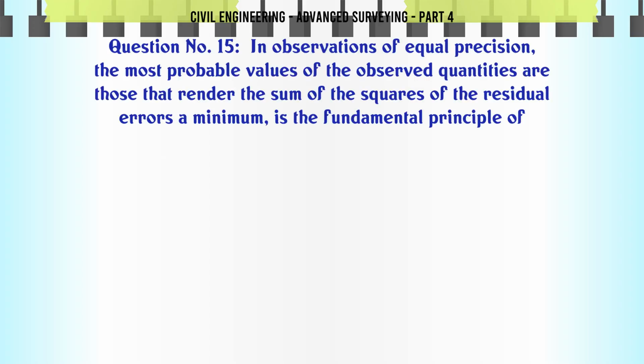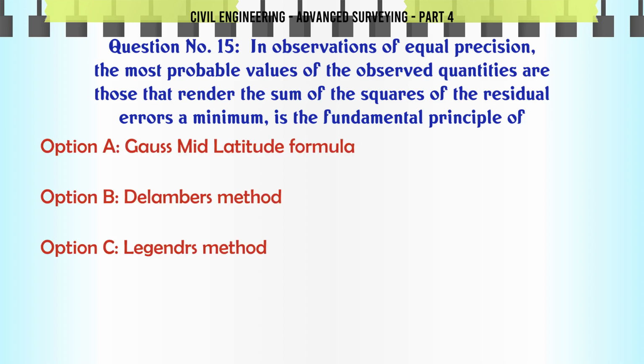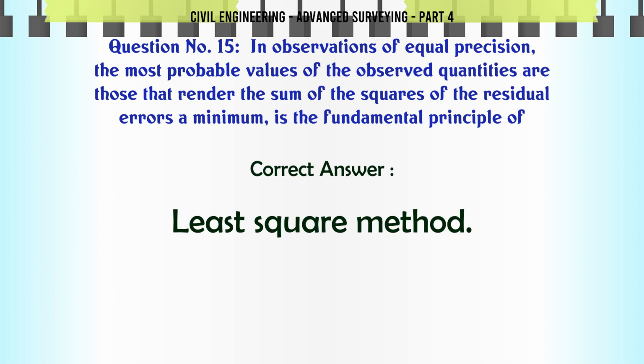In observations of equal precision, the most probable values of the observed quantities are those that render the sum of the squares of the residual errors a minimum is the fundamental principle of A. Gauss mid-latitude formula, B. D'Alembert's method, C. Legendre's method, D. Least square method. The correct answer is least square method.